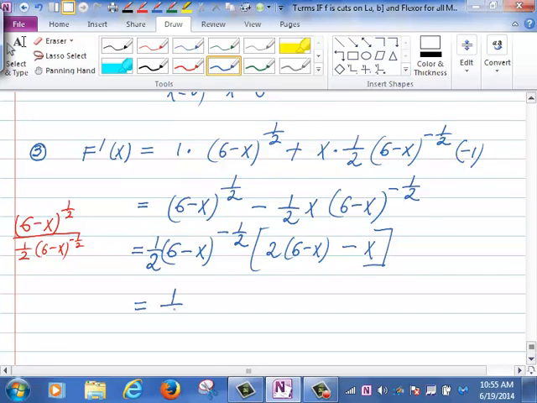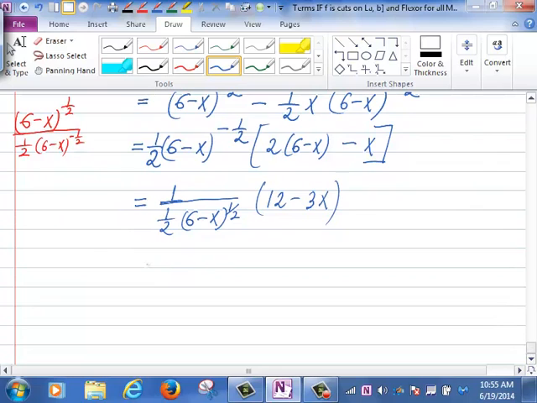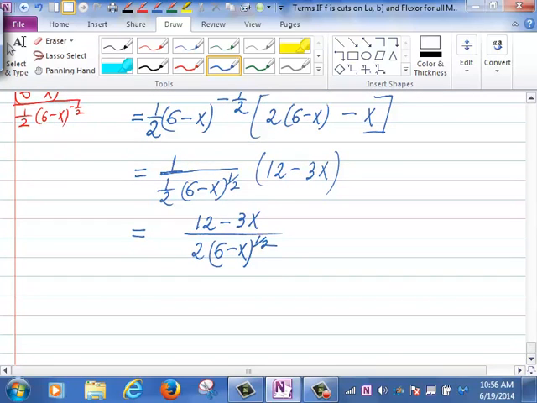So this is going to be half. I am going to write this negative exponent now in the denominator as half (6 minus x) to the half, and inside the brackets, what do I have? 12 minus 2x minus x. So what is that? 12 minus 3x. So at the end, I have 12 minus 3x divided by 2 times (6 minus x) to the half. Everybody is okay with that? Okay, so that's the derivative, right? Is everybody done writing it down?